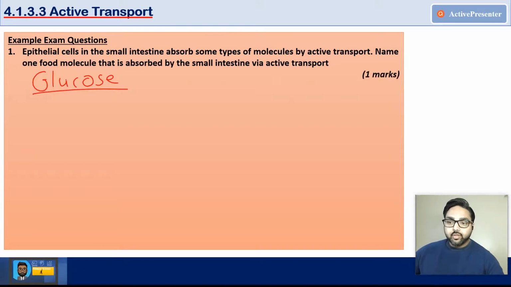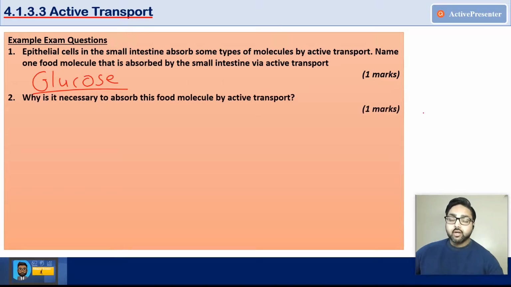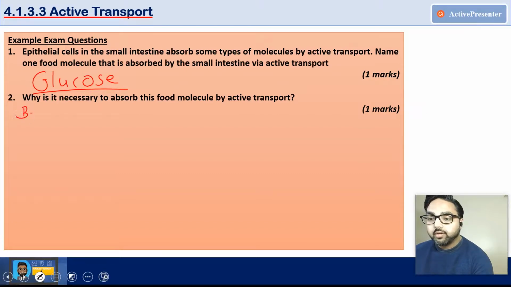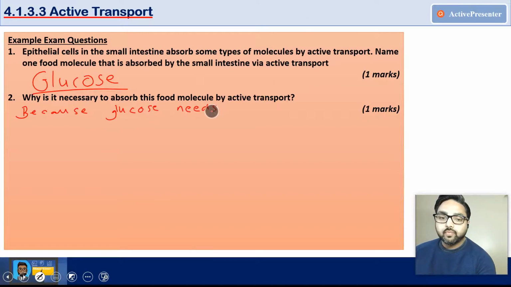Another question, slightly more difficult: why is it necessary to absorb this food molecule by active transport? Again, it's worth 1 mark. However, you need to explain that there's a higher concentration of glucose in the blood compared to the small intestine. So, glucose needs to move against the concentration gradient.